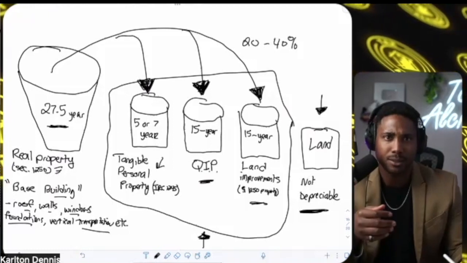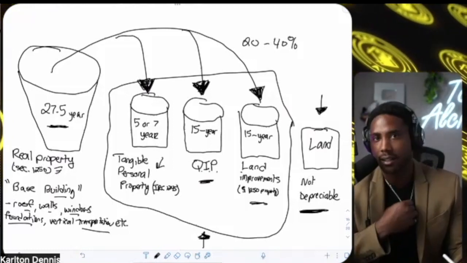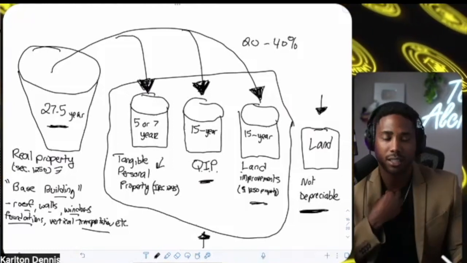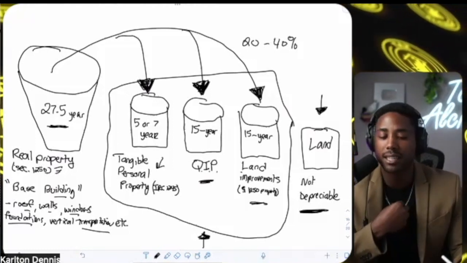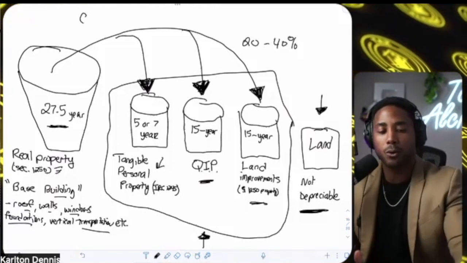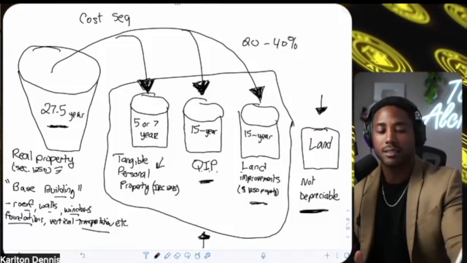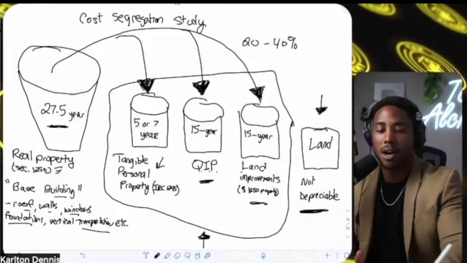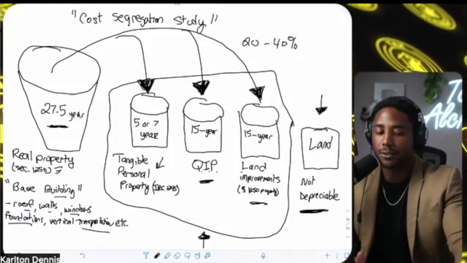I'm 29 years old. I know I personally wouldn't want to wait 27 and a half years to receive all of my depreciation. And so, what most savvy real estate investors will do is they will perform what's called a cost segregation study. And it can be a mouthful. We say CSS for short in the tax world.